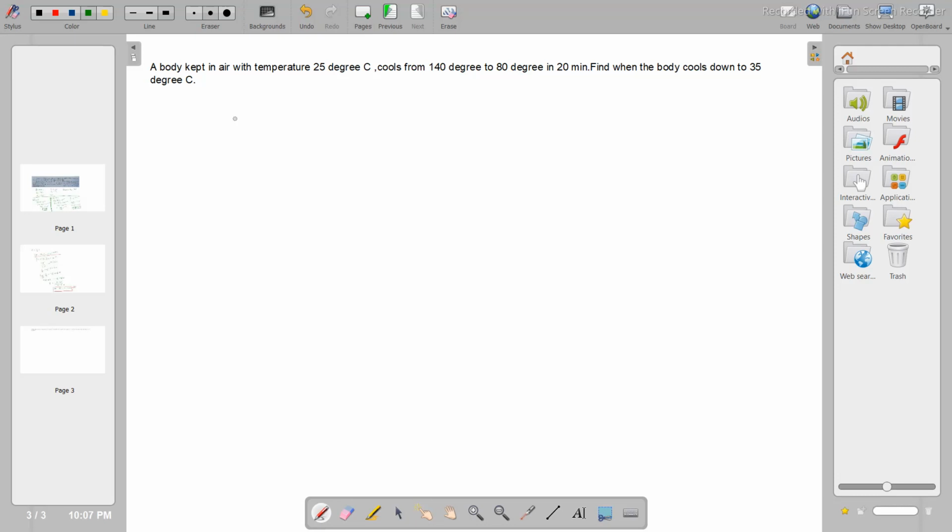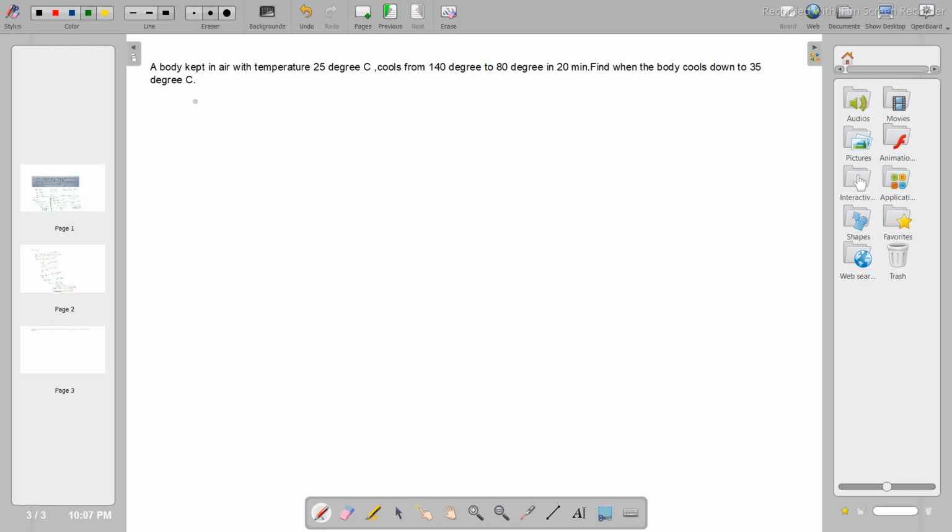So we are here with a new question. Let us read it first. A body kept in air with temperature 25 degrees Celsius cools from 140 degrees to 80 degrees in 20 minutes. Find when the body cools down to 25 degrees Celsius.